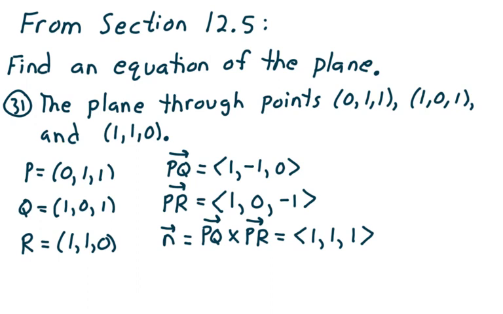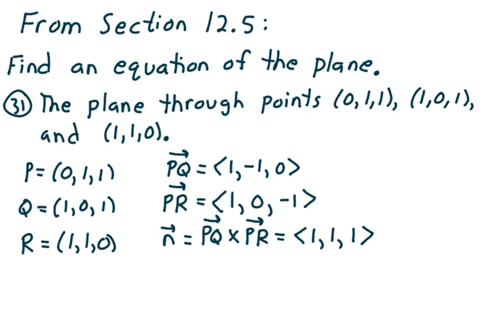Now, we're going to look at problem 31, and 31 says to find the equation of a plane through the points (0, 1, 1), (1, 0, 1), and (1, 1, 0). And so what I'm going to do is let P equal the point (0, 1, 1), let Q equal the point (1, 0, 1), and let R equal the point (1, 1, 0).